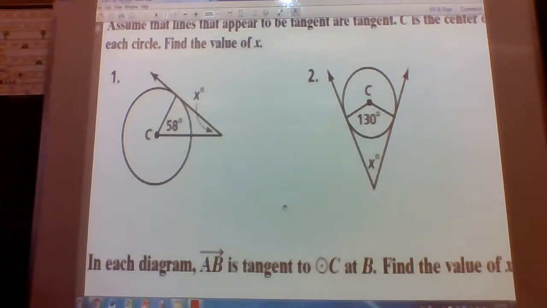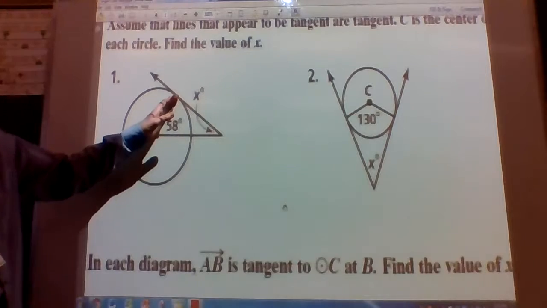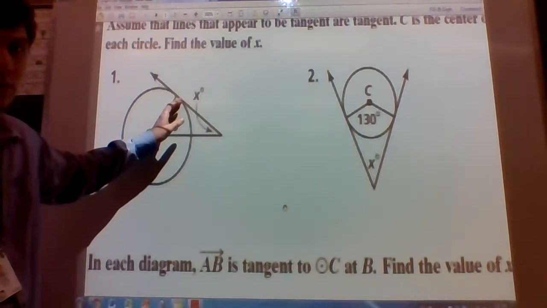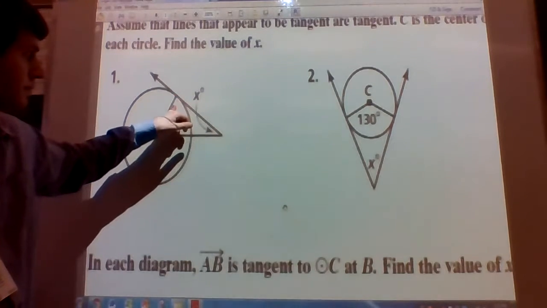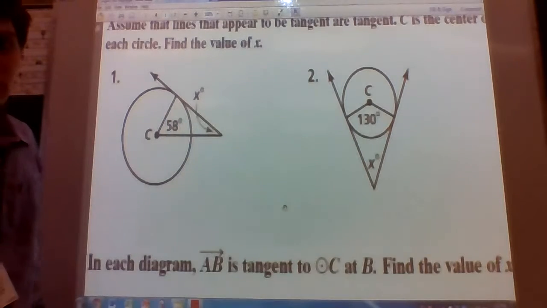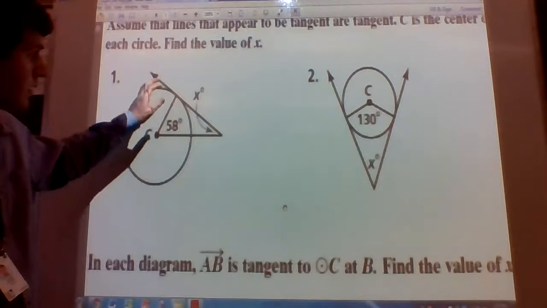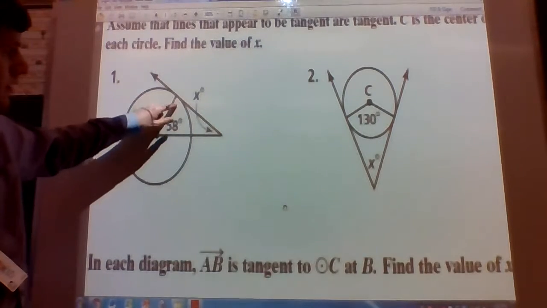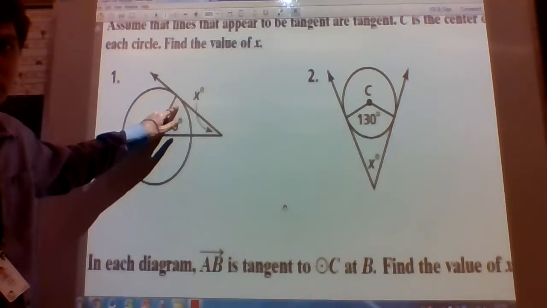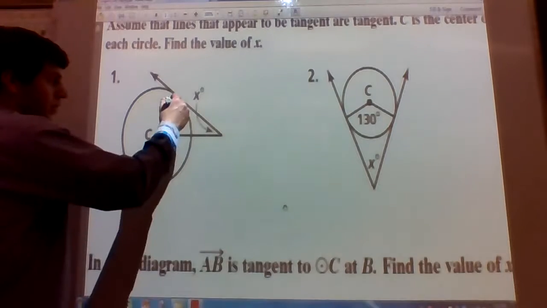So number 1 here, we're going to use the first theorem from our notes, which says that if we have a tangent line and a radius that intersect, those lines are going to be perpendicular, which means they're going to form right angles. So here we have a radius, here we have a tangent line. Therefore, they're perpendicular, which means this angle here is 90 degrees. It's a right angle.